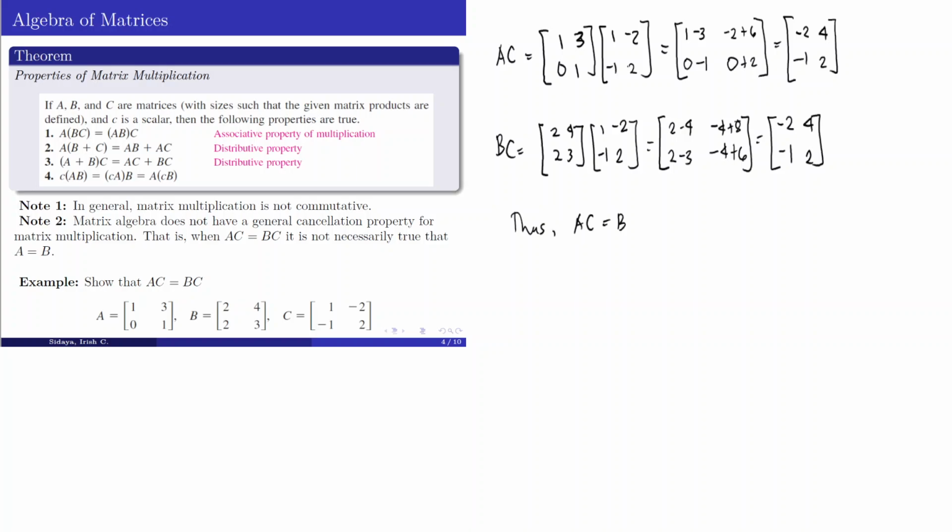Okay? So from our solution, we see that AC is equal to BC. But take note that we have A is not equal to B. So in general, cancellation of this matrix C doesn't hold true.